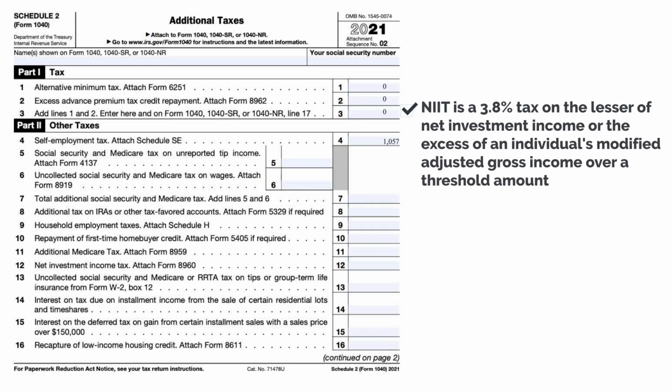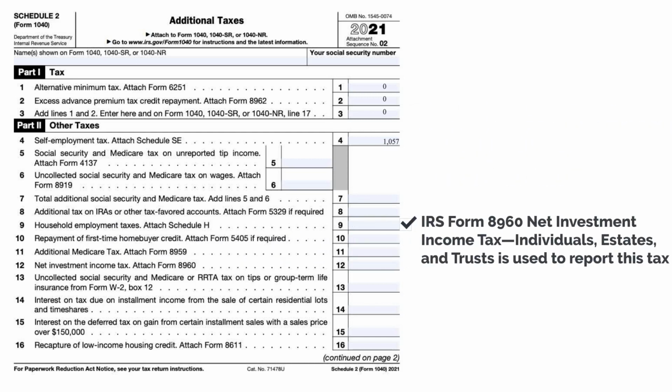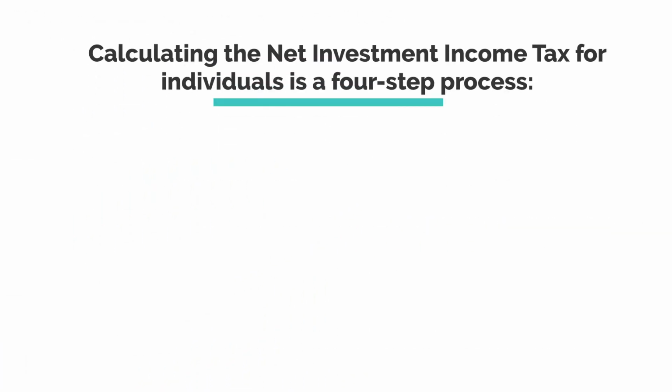NIIT is a 3.8% tax on the lesser of net investment income or the excess of an individual's modified adjusted gross income over a threshold amount. IRS Form 8960, Net Investment Income Tax, Individuals, Estates, and Trusts, is used to report this tax. Calculating the net investment income tax for individuals is a 4-step process.